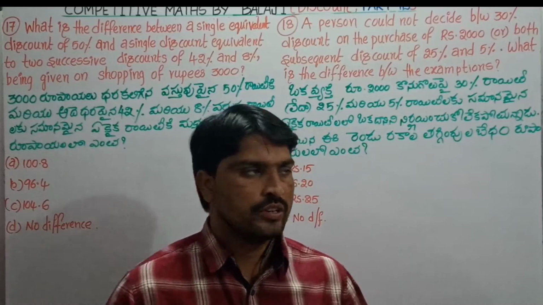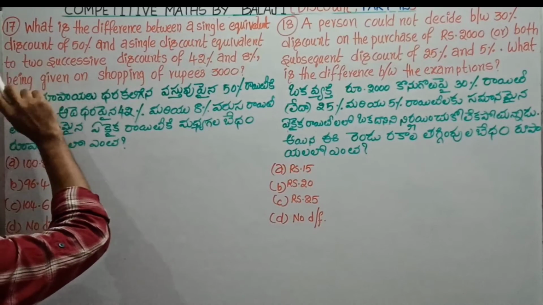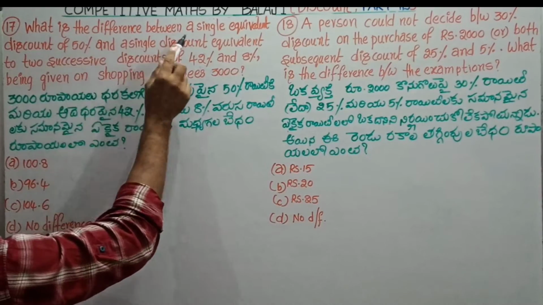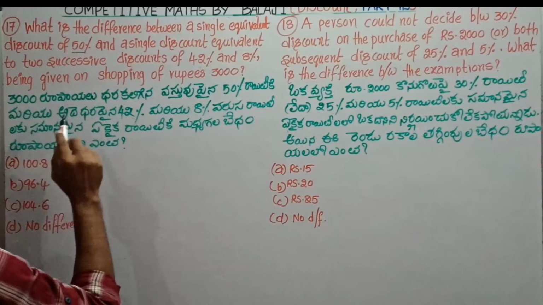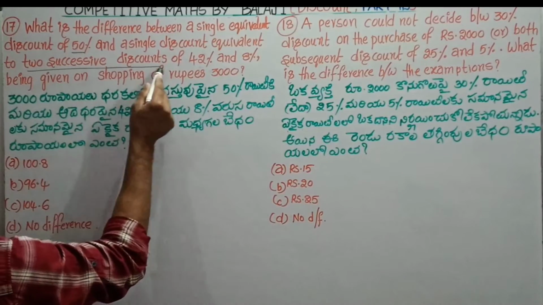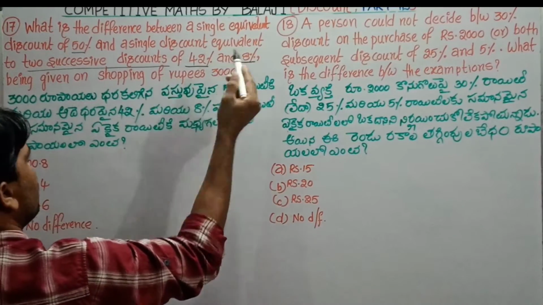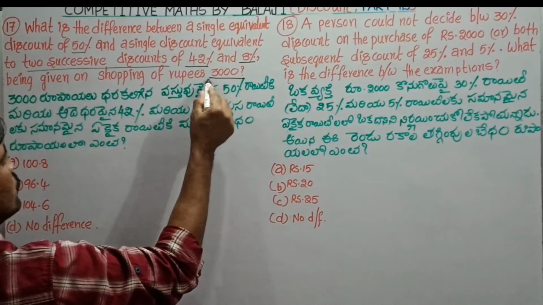Okay. Next question. Question number 17. And next model questions. What is the difference between a single equivalent discount of 50% and a single discount equivalent to two successive discounts of 42% and 8% being given on shopping of rupees 3000?